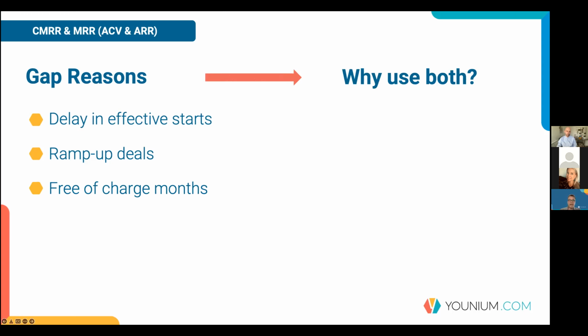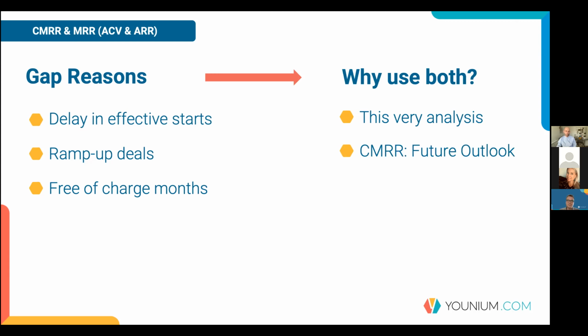And why do we then use the CMRR or MRR? Why are both important? Because of this very analysis, right, that we can get these gaps in them, and we want to understand why we have gaps. It's really important to understand how delayed our effective start date is with our customers, which will affect our revenue, right? And do we have any ramp-up deals? Are they going to pay the full amount in the beginning, or are they going to pay further in the future, right, and so forth?